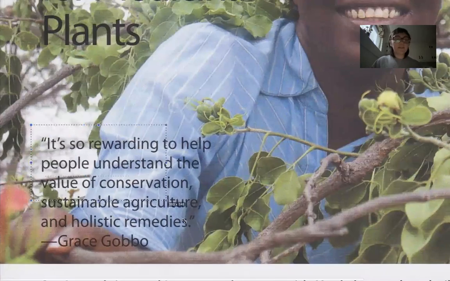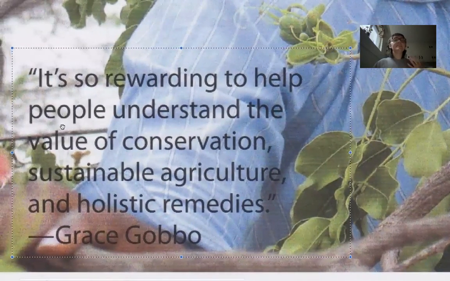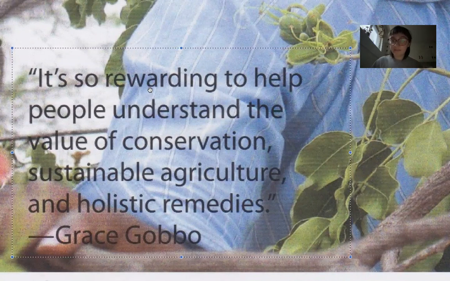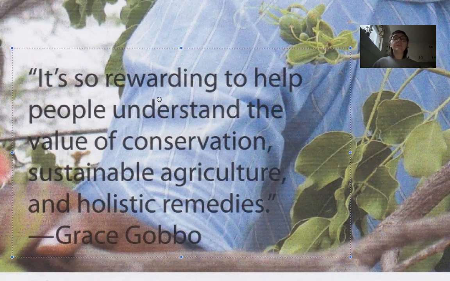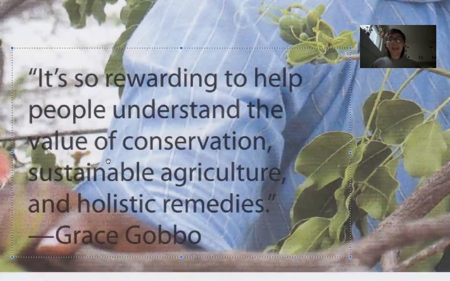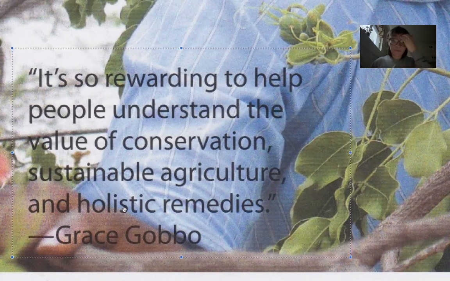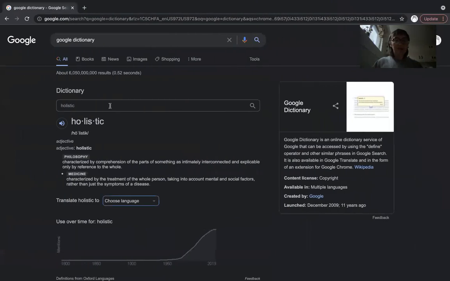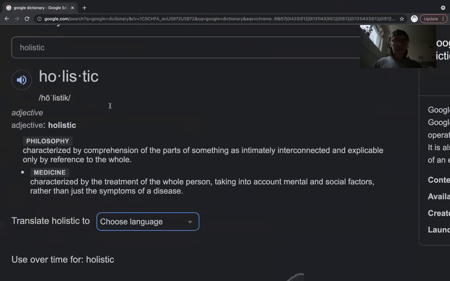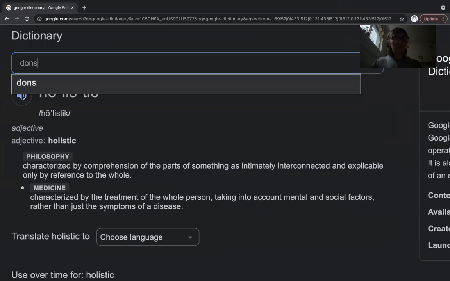So it says this part right here, I'm going to zoom in a little bit more. It says, it's so rewarding to help people understand the value of conservation, sustainable agriculture, and holistic remedies. So I'm going to look up some of these words so we can talk about them, right? So conservation. I'm going to zoom in here. So I'm just on the dictionary online. So let's look up conservation.